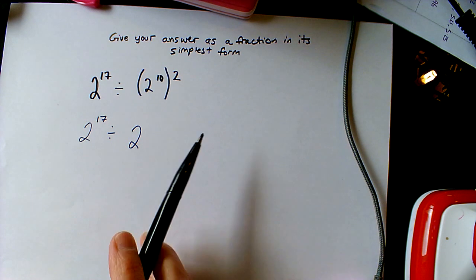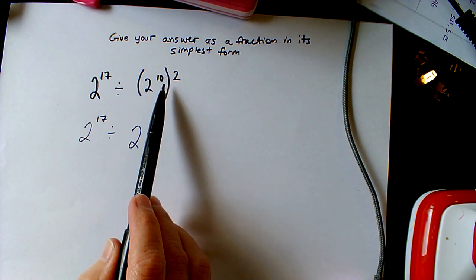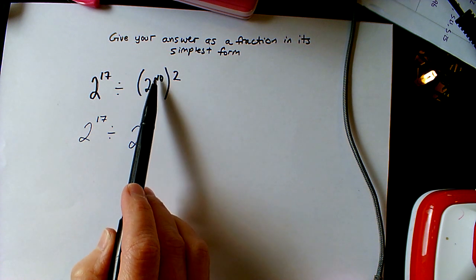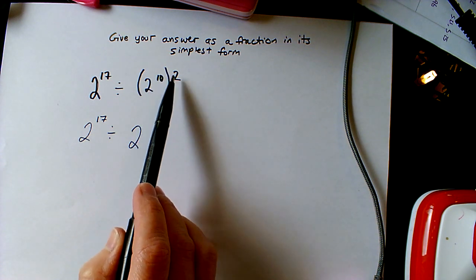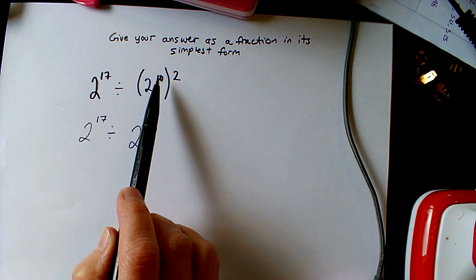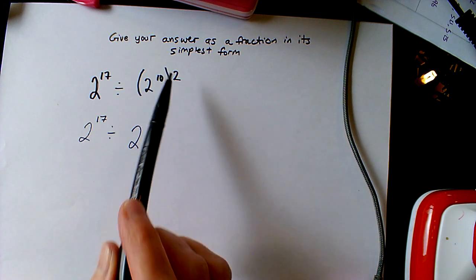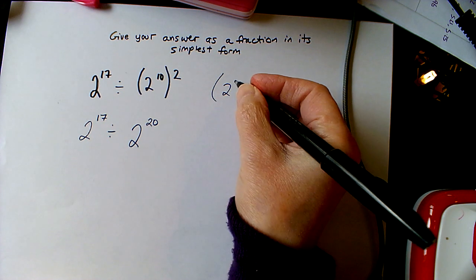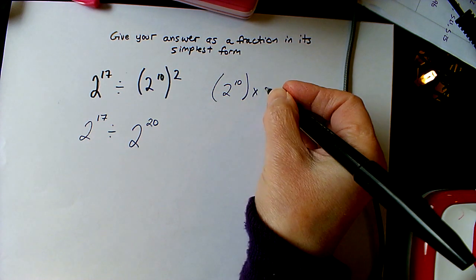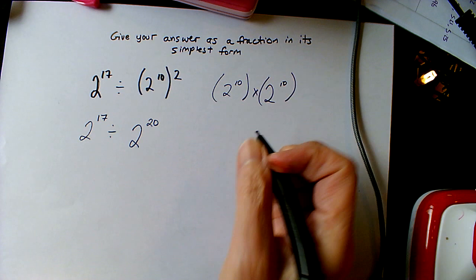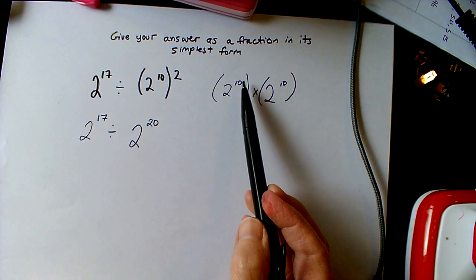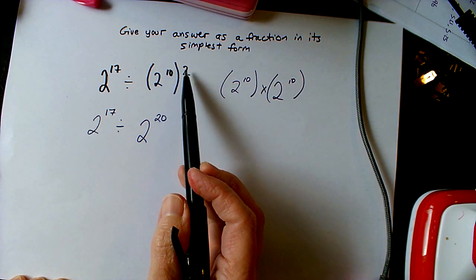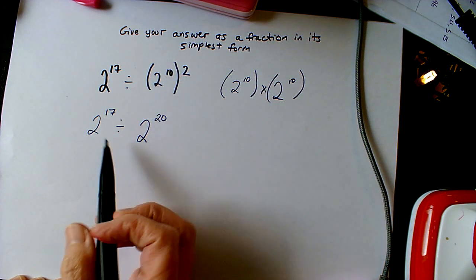So I've got 2. The power of power law is, if you've got brackets and a power on the outside of the brackets as well as the one inside, you multiply the indices. Okay, so 10 times 2 is 20. The reason that works is because you've got 2 to the power of 10 times by 2 to the power of 10, and when you multiply you can add those, and 10 add 10 is 20. So if there's brackets, multiply the indices.